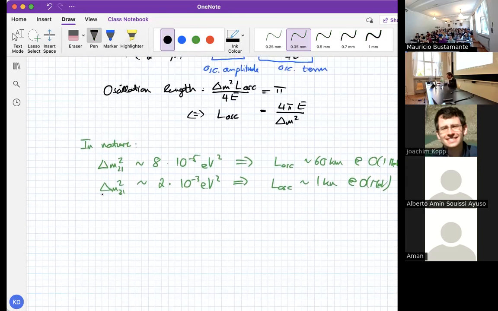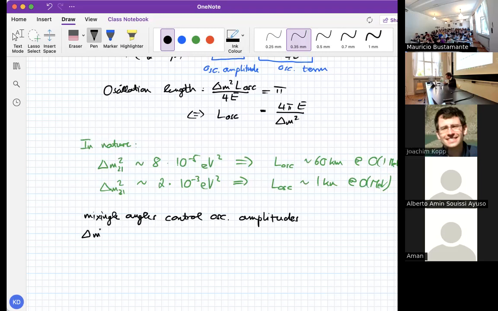So the upshot is the important parameters in neutrino oscillations are the mixing angles, which control the oscillation amplitude, and the mass squared differences, which control the oscillation length. So mixing angles control oscillation amplitudes, and the mass squared differences control oscillation length.